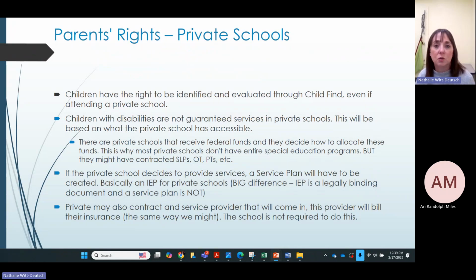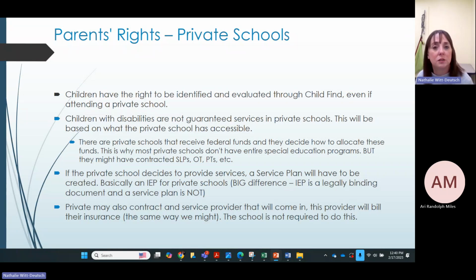This is why most private schools don't have entire special education programs, because many of them do not receive federal funding in order to help provide these services. They're relying mostly on private funding and tuition costs coming from the parents. But they might also contract with the speech therapists, OTs and PTs in order to provide those services within the schools. Child Find is open to anybody, like I said before, even if they're going to a private school, but IEP services are primarily provided within a public school because it's under a federal law.